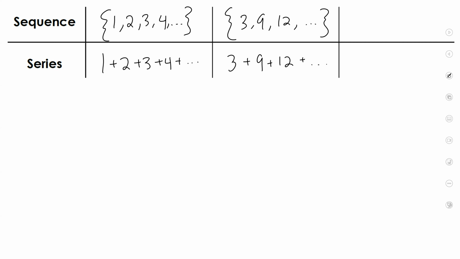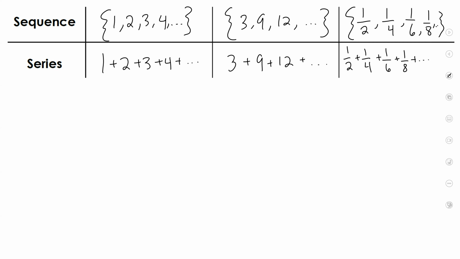All right, I'm going to do a fraction one. Let's do 1/2, 1/4, 1/6, 1/8, and so on. That's my sequence example. If it was a series, it would be 1/2 plus 1/4 plus 1/6 plus 1/8, and so on. Does everyone see the difference between a sequence and a series? Yes. Nice. Okay.